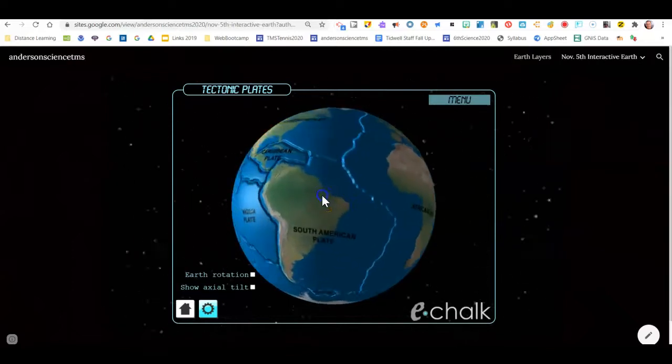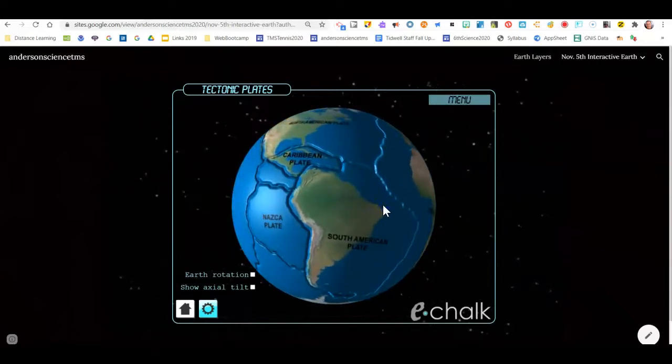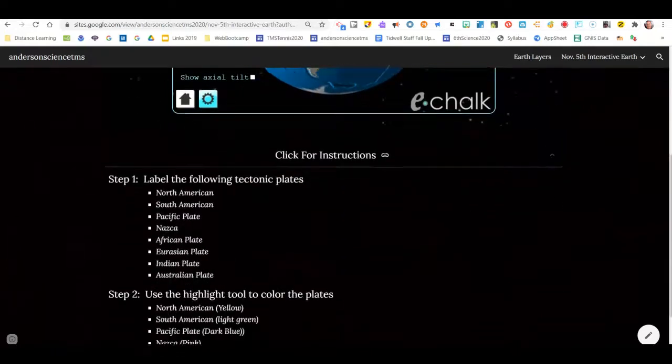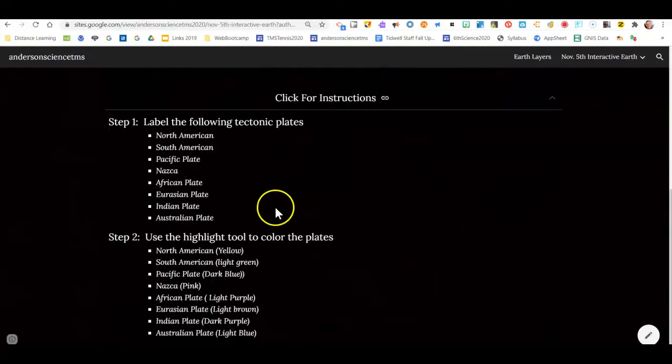So you're going to use this model to complete the pear deck that you're going to have access to. Here's where the instructions are for what you're going to put on the pear deck. If you scroll down a little bit, it says click for instructions. If I click on that, it's going to open up some lists. So these are the things you're going to put on your pear deck.